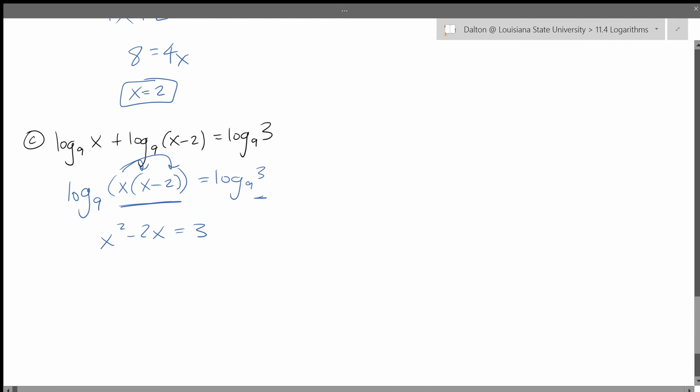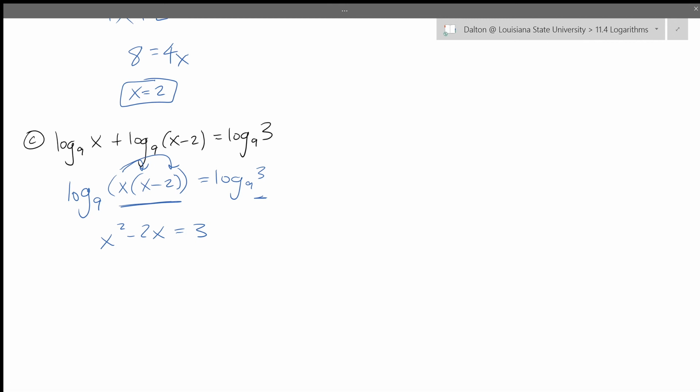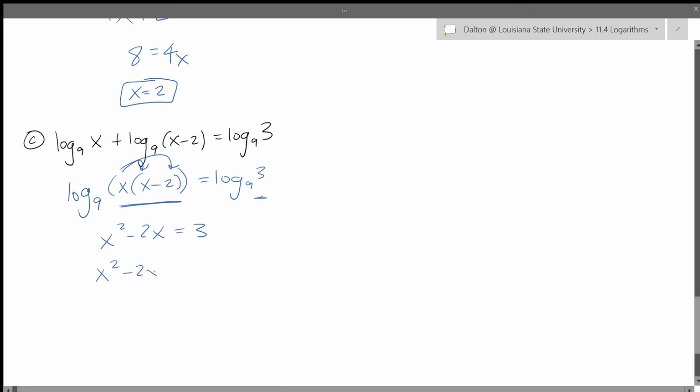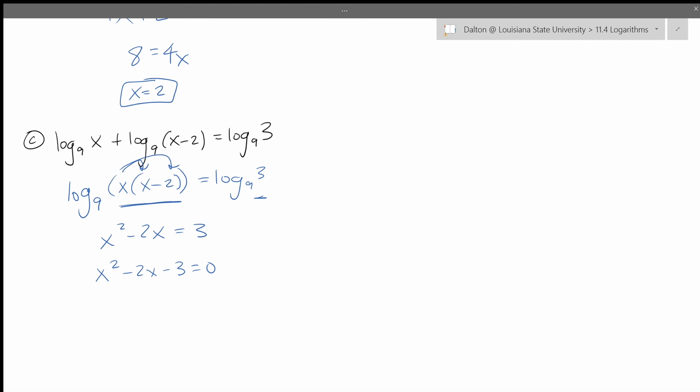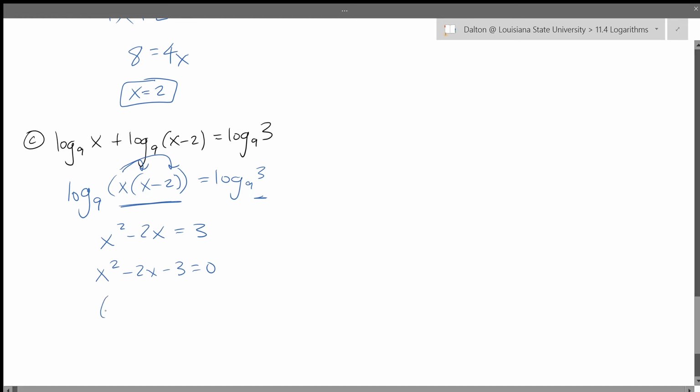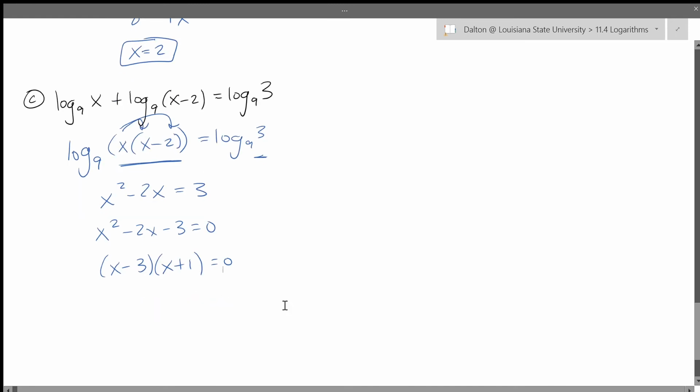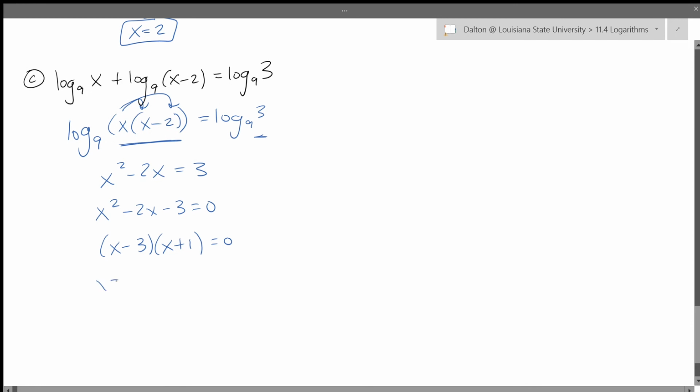Anytime we see a squared term, if you can't factor out something using GCF, that probably implies that we're going to use the sum and product rule. So we want to have everything set equal to 0 in order to factor and solve. So the sum and product: two numbers that multiply to be -3 and add to be -2. Okay, so -3 and +1.